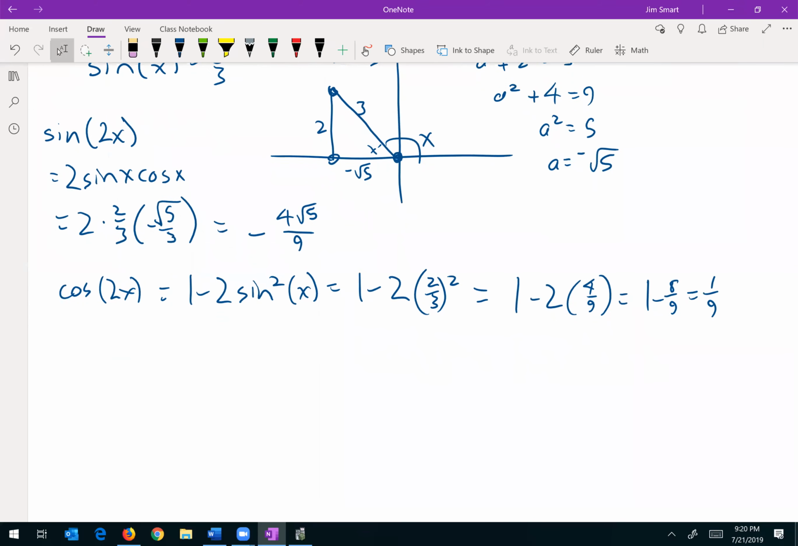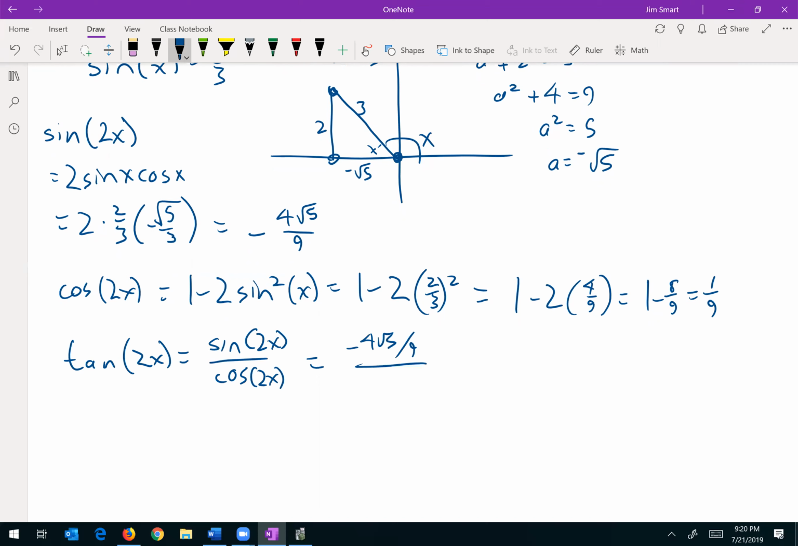And then tangent of 2x, there is a formula, but since I just found sine and cosine, I'm just going to say it's the sine of 2x over the cosine of 2x. So the sine of 2x was negative 4 square root of 5 over 9, over 1/9. And when you're dividing ninths, you just basically divide the numerators. So the ninths cancel, and it's negative 4 square root of 5 over 1, or just negative 4 square root of 5.